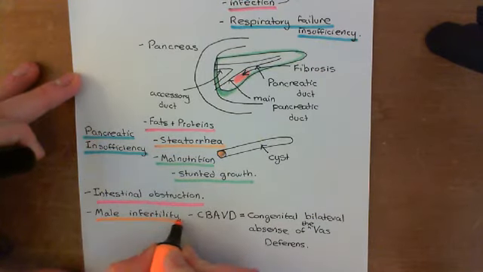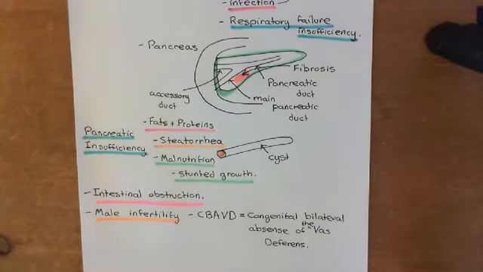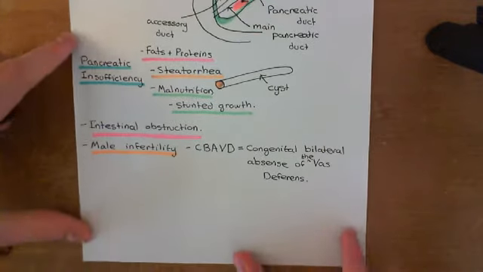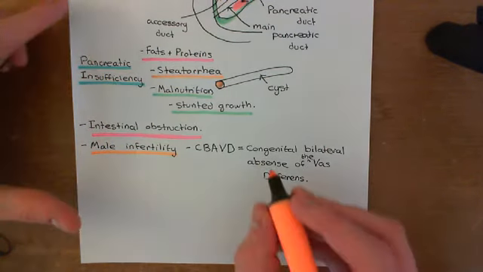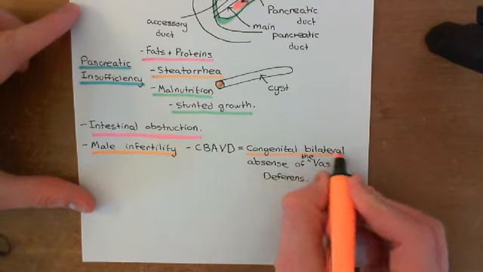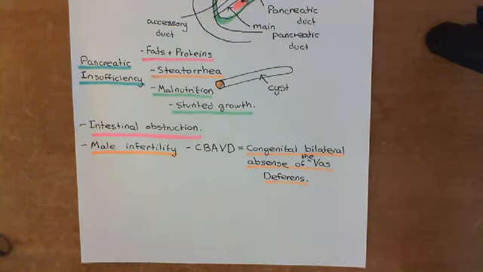However, with the advent of reproductive technology, what we can now do is collect sperm from the testes of people suffering from cystic fibrosis, because the testes don't have the problem, it's the vas deferens that is gone. The testes are working, so we can collect sperm from the testes, and through artificial methods we can fertilize an egg with those. So this is congenital bilateral absence of the vas deferens, CBAVD. But that's a very, very common symptom of cystic fibrosis, in males anyway.